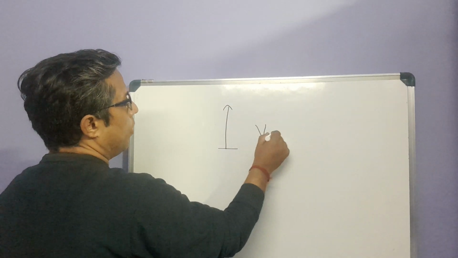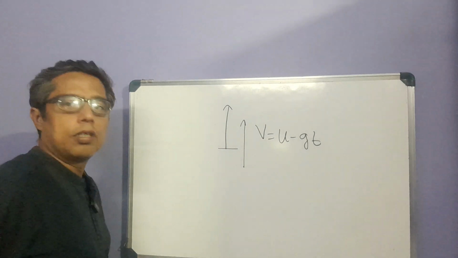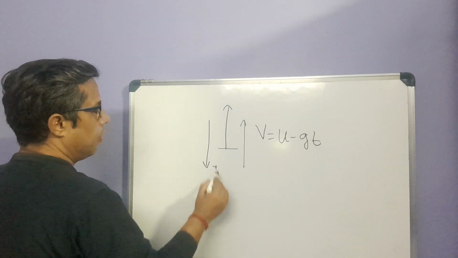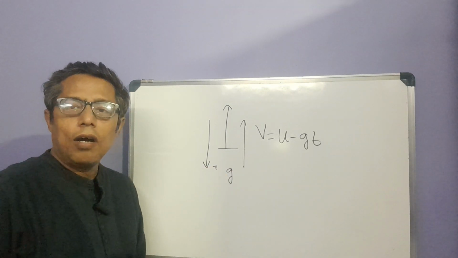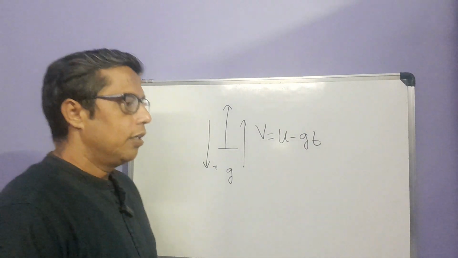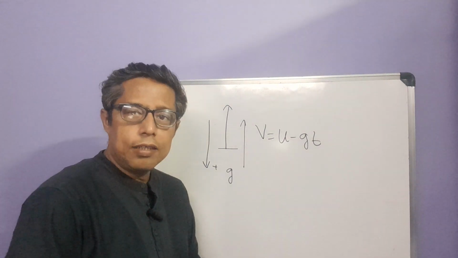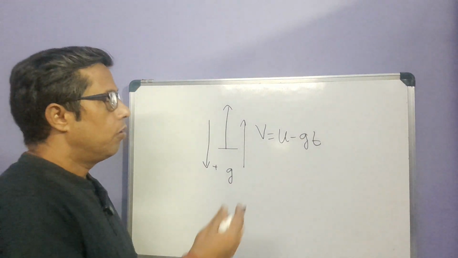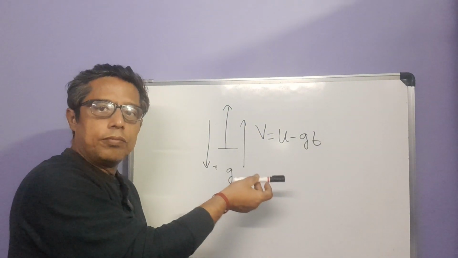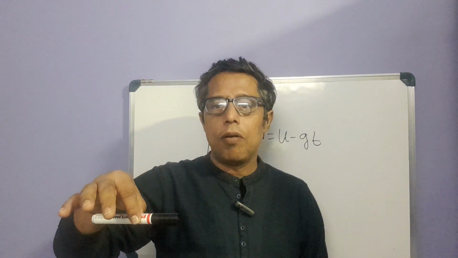The equation will be v is equal to u minus gt when I am considering upward motion, because g is positive in downward motion. Now what is g? g is the acceleration due to gravity. It means anything under the range of the earth's gravity. If I am doing some free fall, if I release the object from here, it will come down.